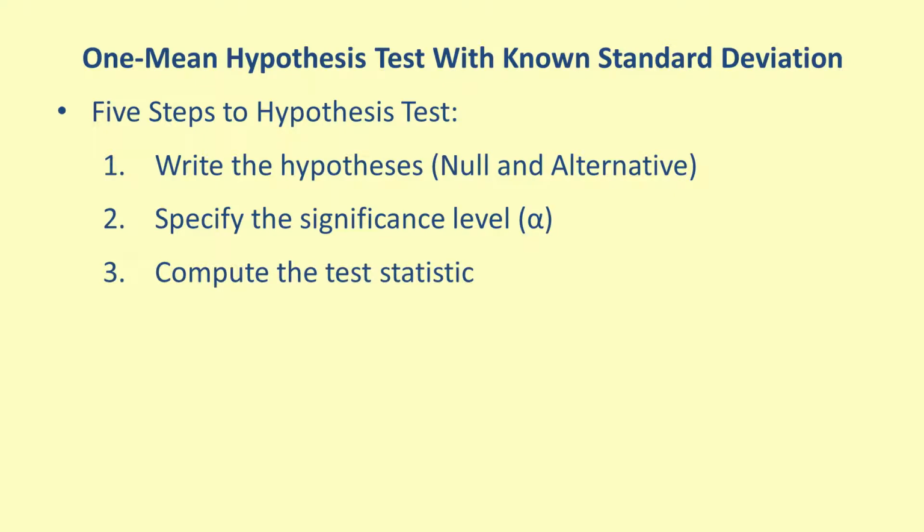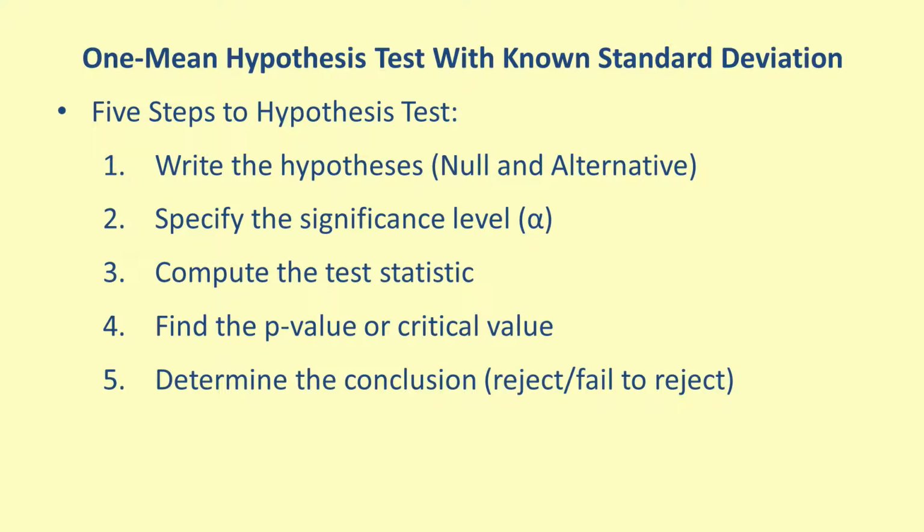Step 4 depends on what approach you want to use for the test. You may choose to compare the critical value to the test statistic or use the test statistic to get a p-value that you will compare to the significance level. Once the comparison is made, then determine what to do with the hypothesis. You can either reject the null hypothesis or fail to reject it. Let's use these steps to solve an example problem.